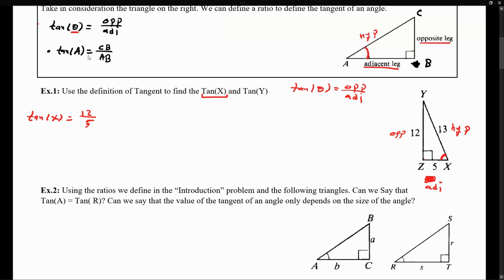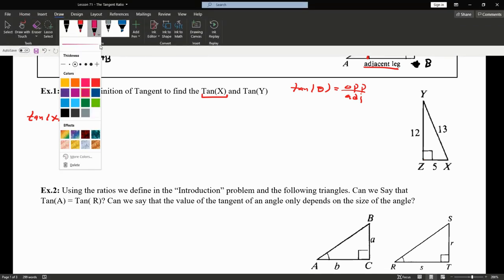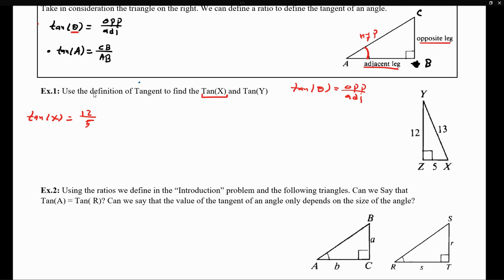How is this different if we want to find the tangent of y? Well, not all tangents are equal, and that is because we're taking a look at a different angle. But now let's try to define the tangent of y. Okay, first things first, where is y? So y is located right here.